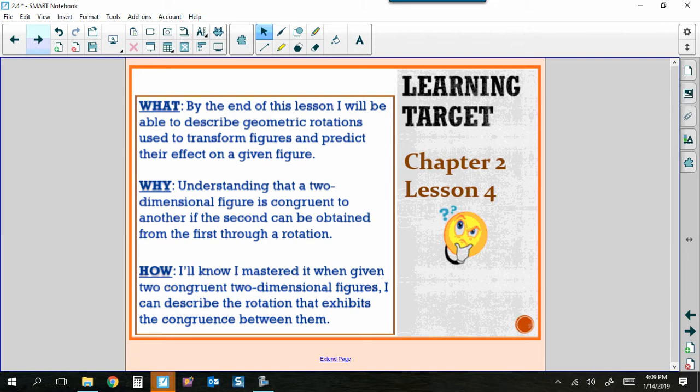Today we are covering 2.4 rotations. By the end of the lesson, you will be able to use geometric descriptions of rotations to transform figures and to predict the effect of a given figure. Why do you need to know this? Because you need to be able to understand that two-dimensional figures are similar to another figure if the second can be obtained from the first by a rotation. How will you know you know it? When given two similar two-dimensional figures, you can describe the rotation that exhibits the similarity between them.